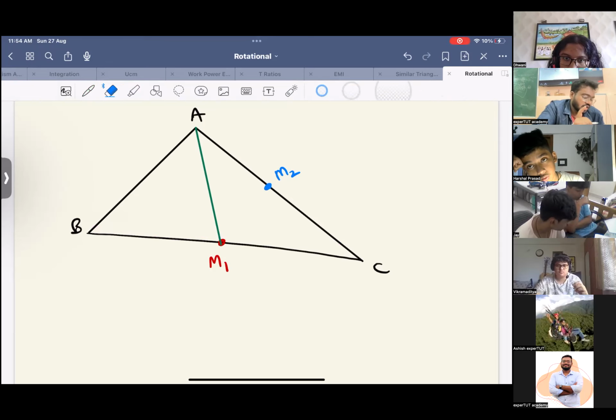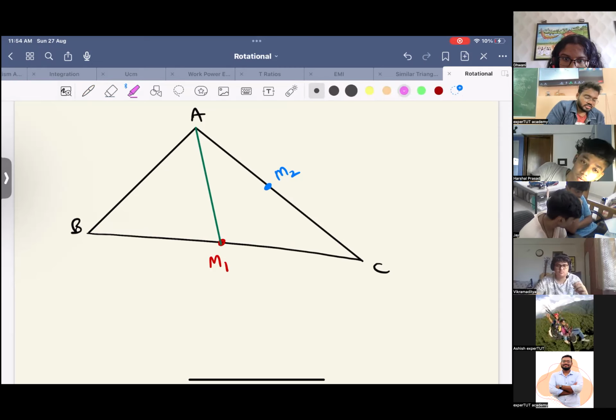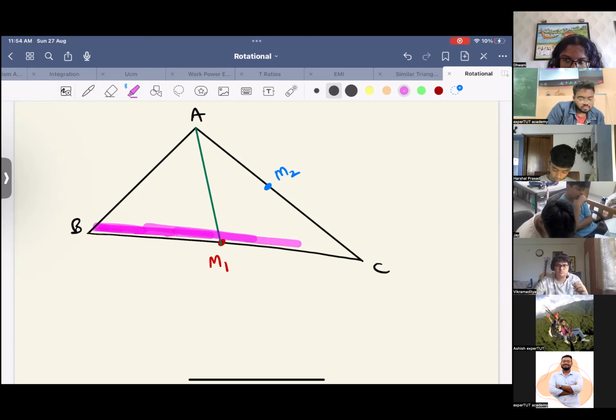So forget that I have drawn the median, okay. Forget that that green line is there. Now think of this: let us divide this triangle into strips. So in this triangle, this is a strip of some length. Where is the center of mass of this strip? At its midpoint, which is coincidentally M1.